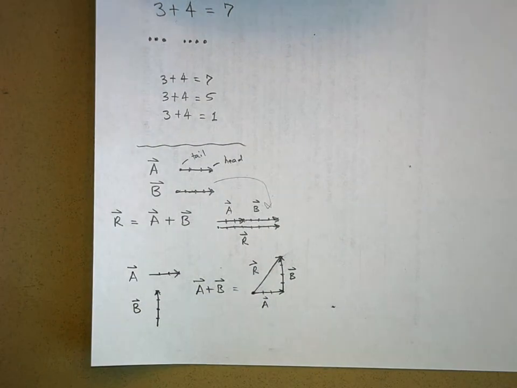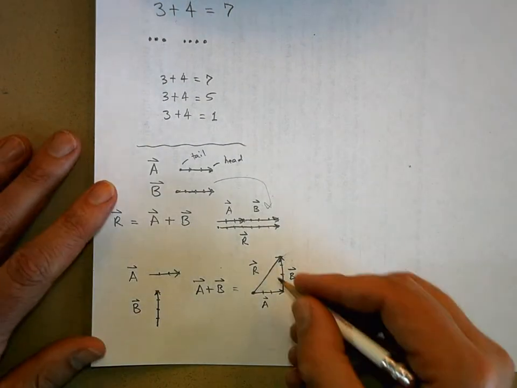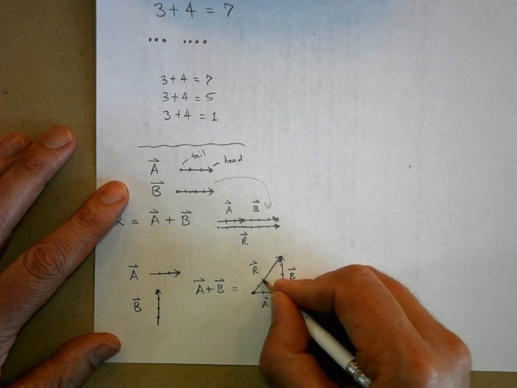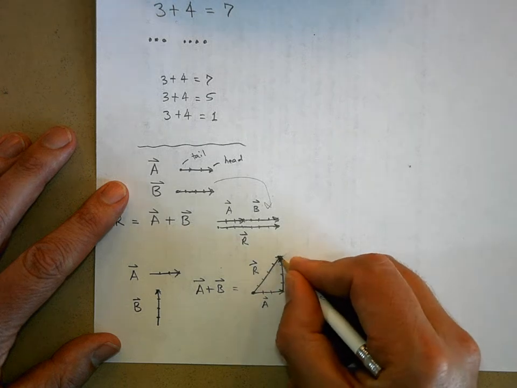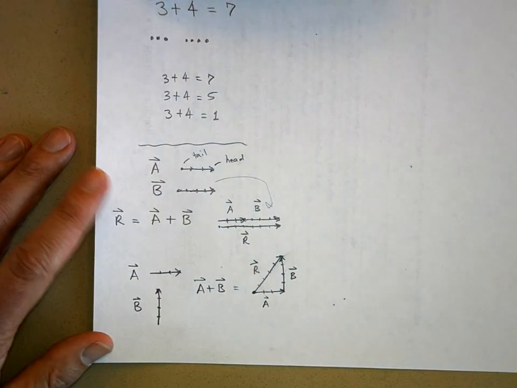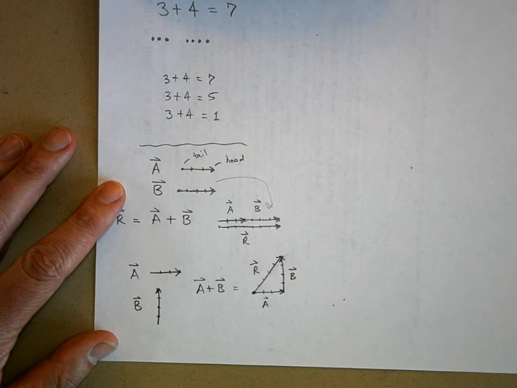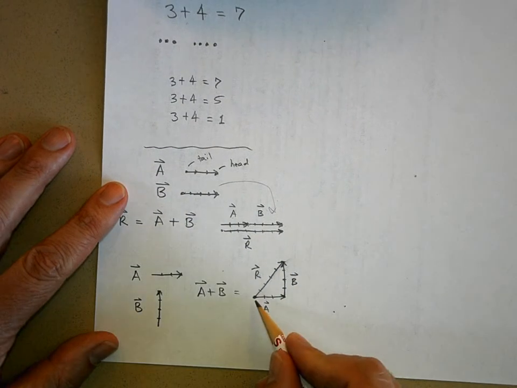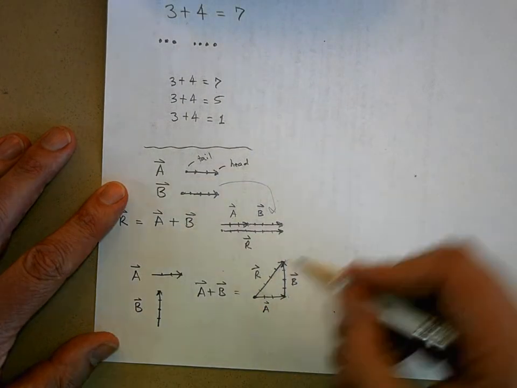And notice, in this case, that the resultant vector is 1, 2, 3, 4, 5 units long. Well, they make a triangle, don't they? A 3, 4, 5 triangle. So here's an example of how 3 plus 4 equals 5.